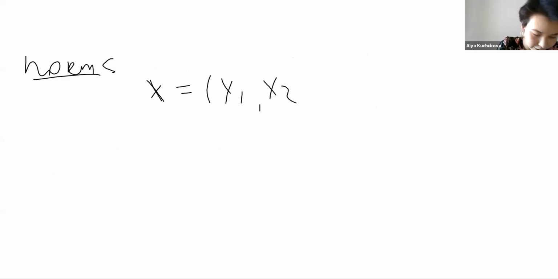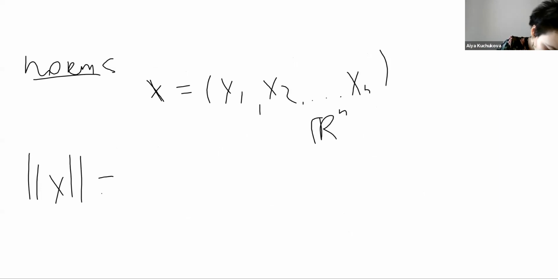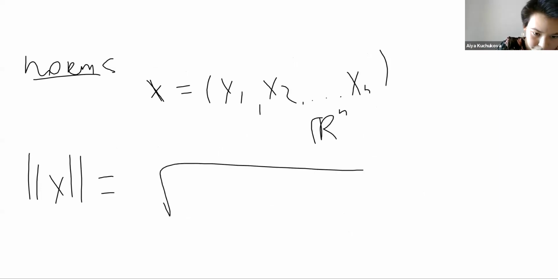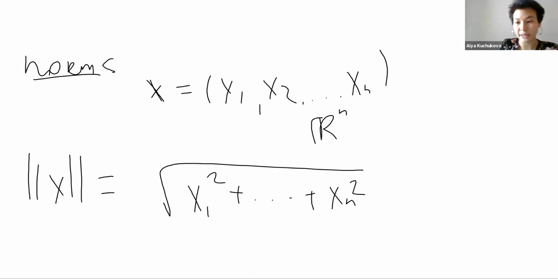Okay, and then we're going to talk about norms. So you already saw norms before, right? Because basically, say you have a vector x1, x2, and so on up to xn, in Rn. And so we define a norm of it like this, and you totally saw that before. Okay, that's how we define a norm of it.